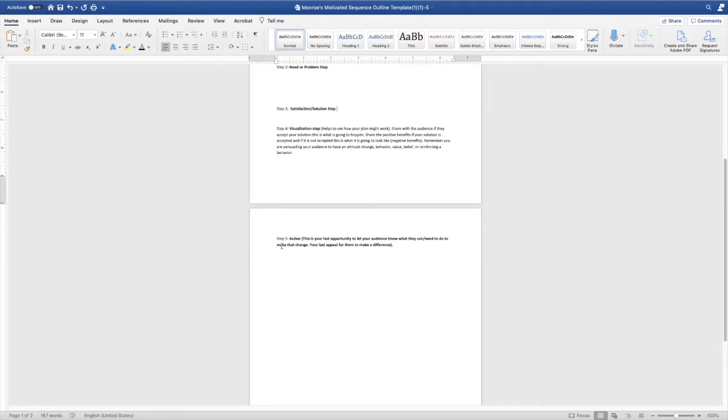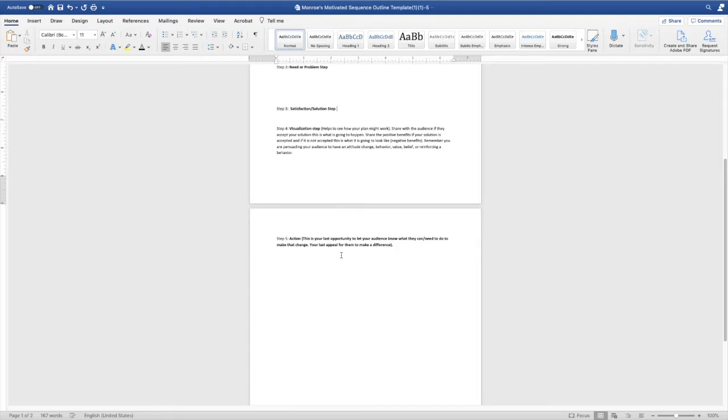And your last step, step 5, action. This is your last opportunity to let your audience know what they need to do to make that change. This is your last appeal for them to make a difference. So make sure you're giving them specific information, what they can do right now to make that change. If you want them to go to a website, then you tell them this is a website to go to. If there's a phone number you need them to call, this is the number to call.